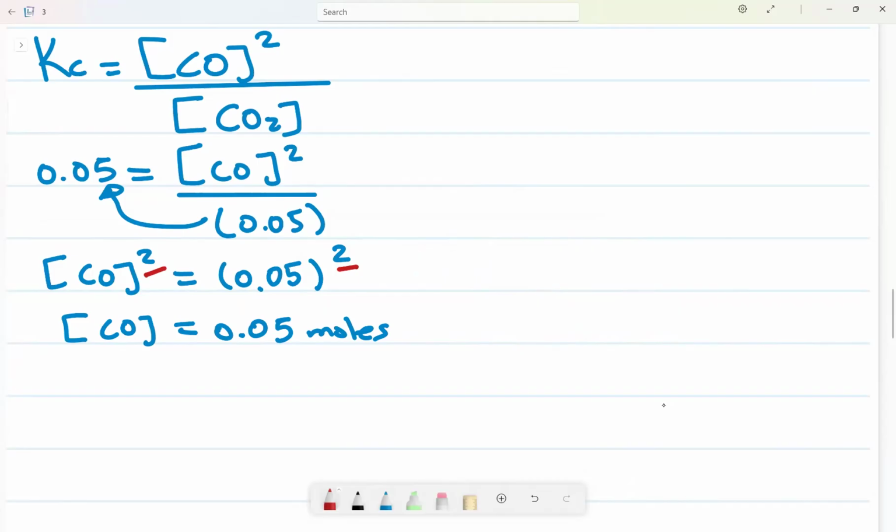0.05 multiplied by 2, or multiply by 0.05, you'll get 0.025. Then you'll square that. When you square root that, you still get 0.05. Okay, so yes, this is the concentration. So it's going to be mole per decimeter cubed.